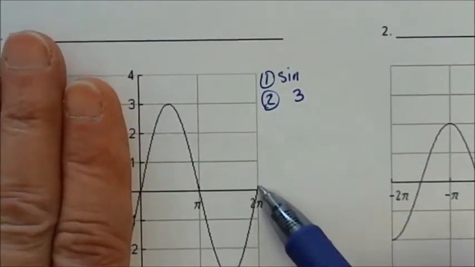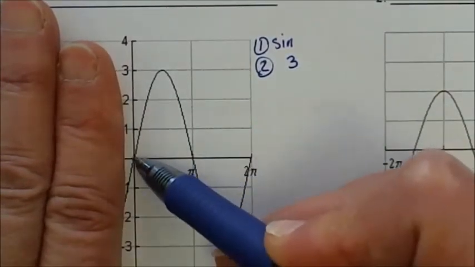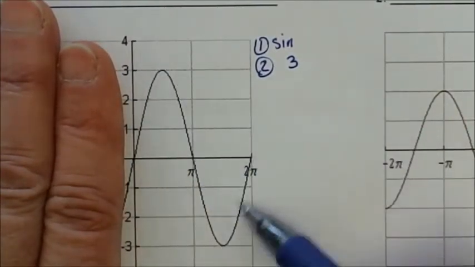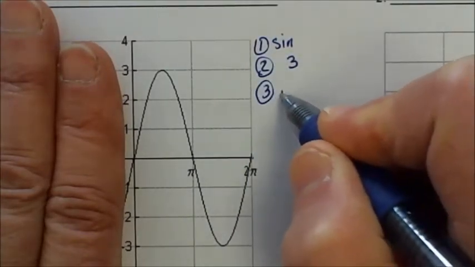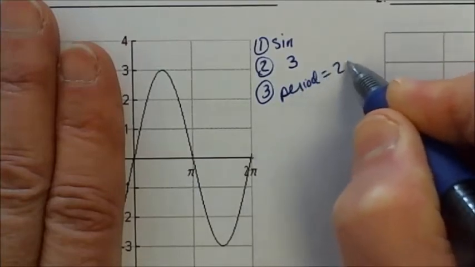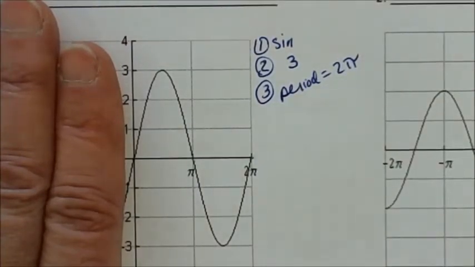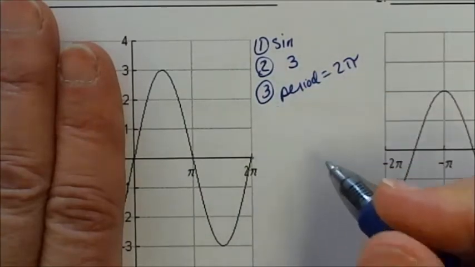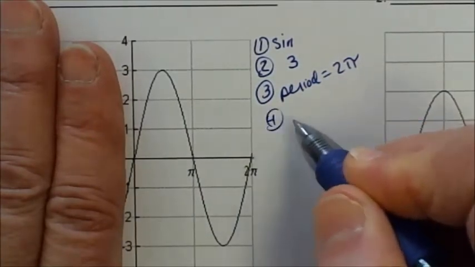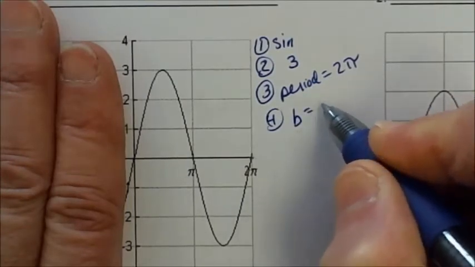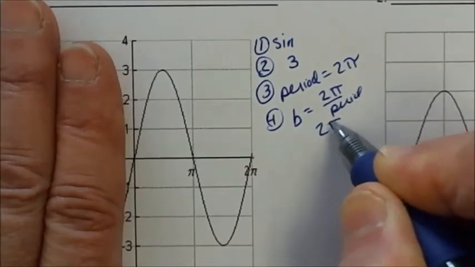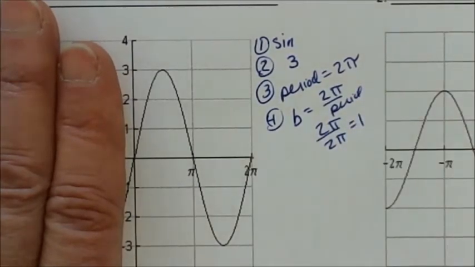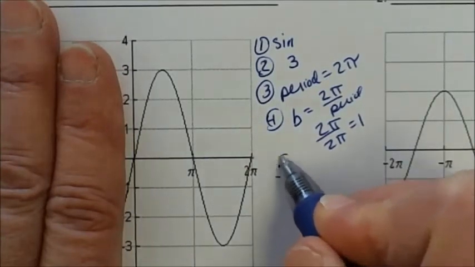So here we have one complete cycle of our sine graph: 0, max, 0, min, 0. What is that length? So the period here is 2 pi. Next, calculate the b value. b is equal to 2 pi over the period, and 2 pi over 2 pi is equal to 1. And then calculate the shift. Here there is no shift.